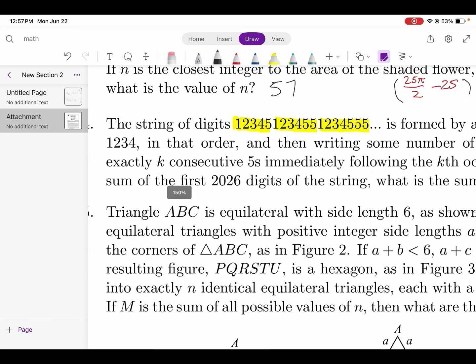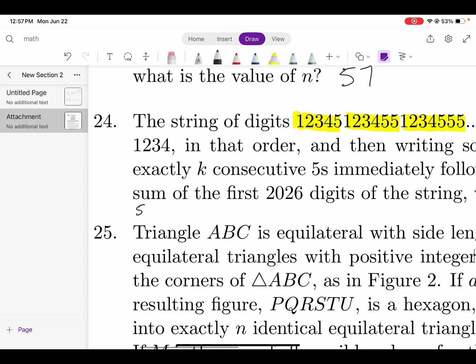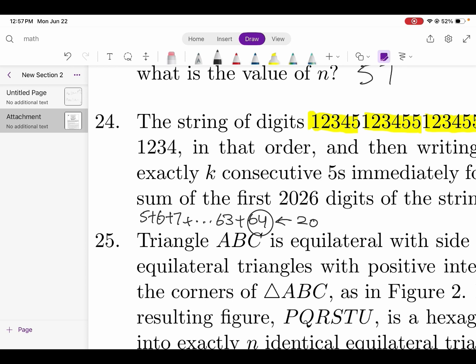So for the groups, there are 5 plus 6 plus 7 all the way digits, and you want the sum to be 2026, which is given when you get to 63 digits in a group and then 64 digits in a group. And notice that for the last 64, you're only taking the first 20 digits. And you calculate that by seeing that 5 plus 6 all the way to 63 plus 20 is equal to 2026.